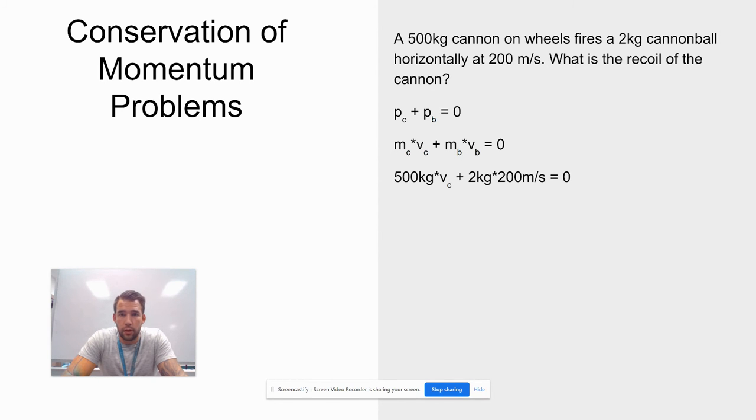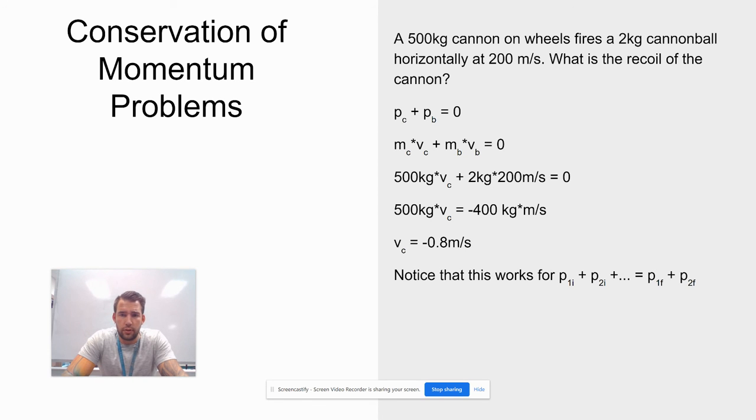500 kilograms times velocity c, again, that's the one that I'm finding. I want to know how fast it's recoiling, plus 2 kilograms times 200 meters per second equals 0. I'm just going to solve this out. I multiply 2 times 200 to get 400, and I subtract it from the other side. I get 500 kilograms times my velocity equals negative 400 kilograms meters per second. I divide 500 on each side, and I end up with a velocity of negative 0.8 meters per second. So it's going backwards at 0.8 meters per second. Since it's so much more massive, it's not going to have as much of a change in velocity as the cannonball.